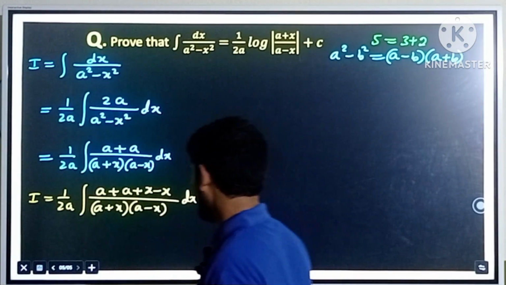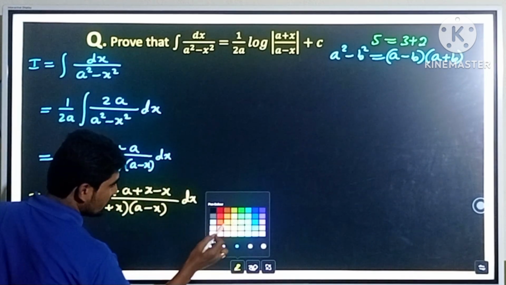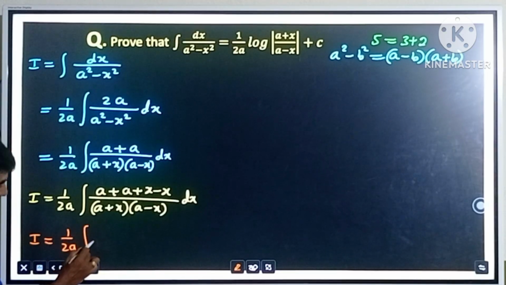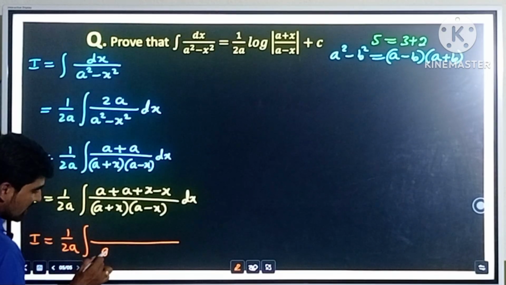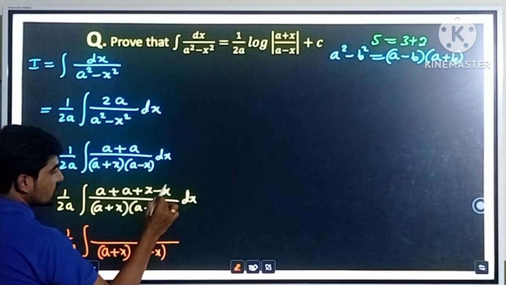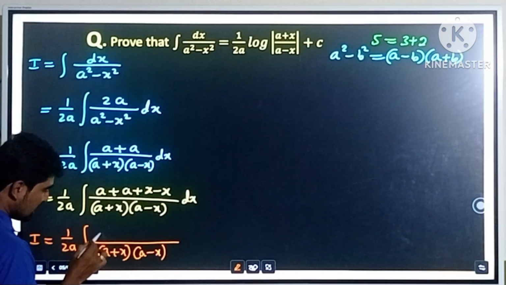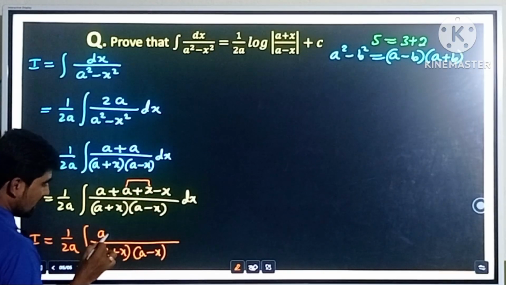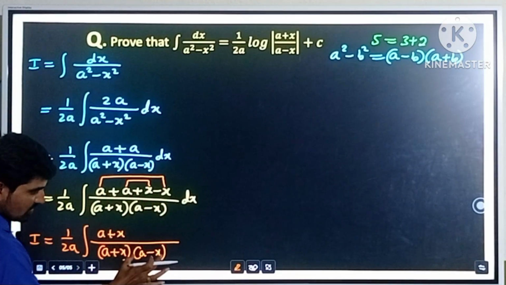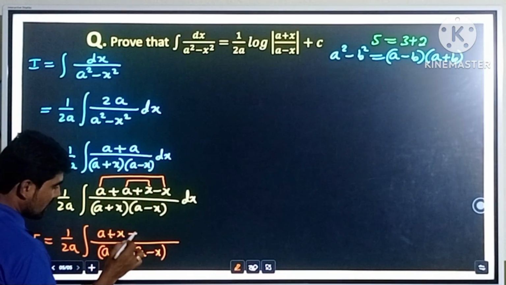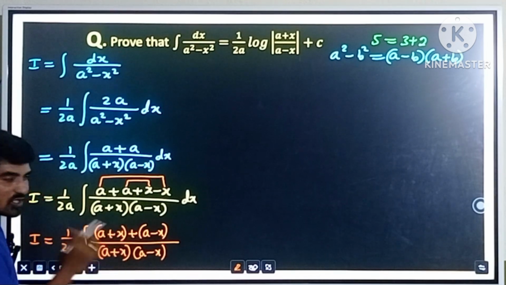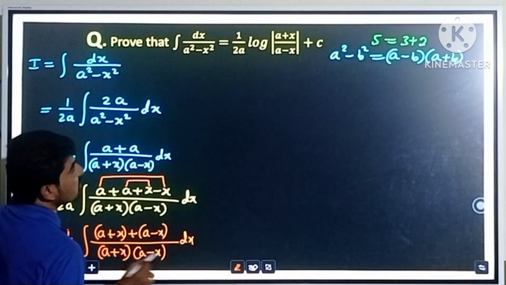And then I can be expressed as, now I is equal to 1 divided by 2a integration of, in the denominator we have a plus x into a minus x. So the numerator can be arranged as a plus x as it is, in between these two, and then we have plus a minus x. Here also we have a factor a minus x, therefore plus a minus x. So I arranged the numerator as per the denominator with respect to x.